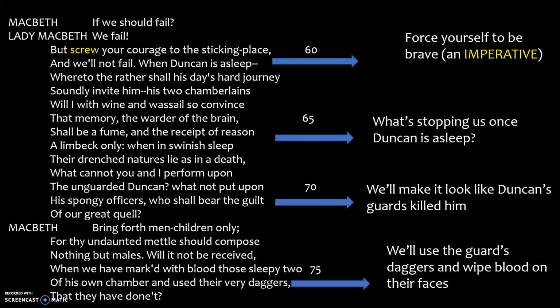Macbeth then is now convinced by his wife. He likes the sound of this plan, and towards the bottom there he talks about how they're going to use the guards' daggers as the weapons and wipe the blood from Duncan on the guards' faces. Using their very own daggers, almost like framing them with their own weapons, which they didn't use. So again, they're going to ruin other people's lives here as well. Not just killing the king, but actually making it look like somebody who's innocent is guilty.